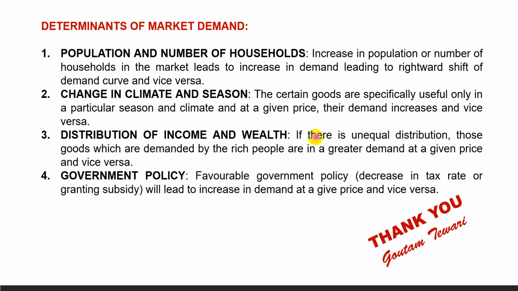Distribution of income and wealth. If there is unequal distribution, those goods which are demanded by the rich people are in greater demand, meaning demand will increase at a given price. And if there is equal distribution, then the goods which are demanded by the rich people will result in lower demand.